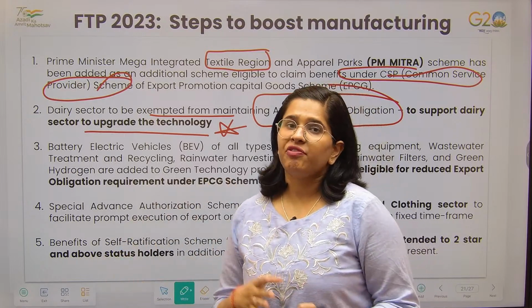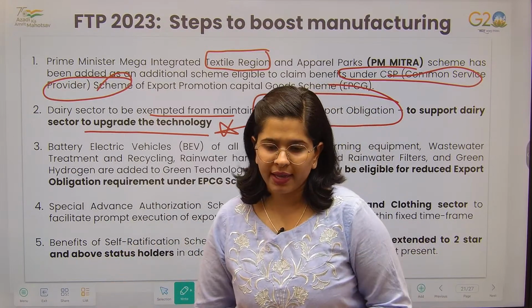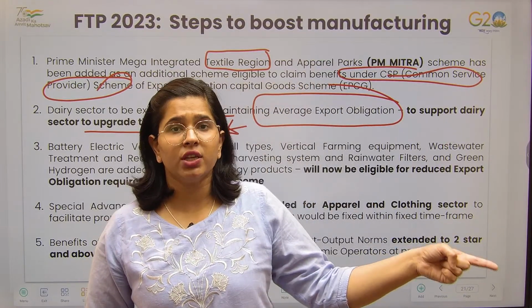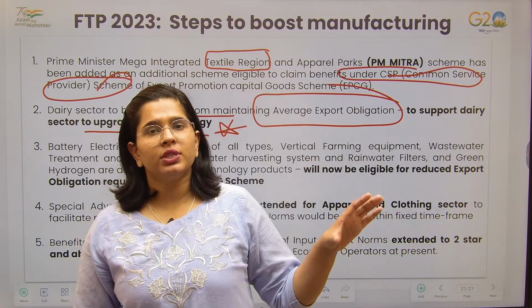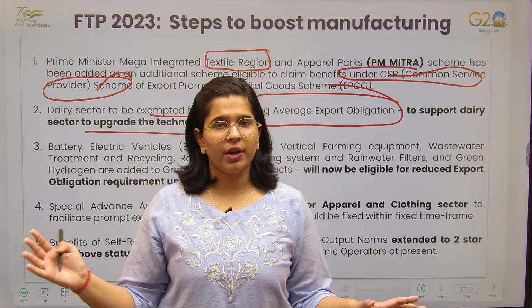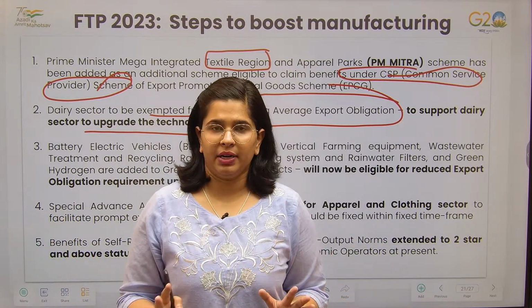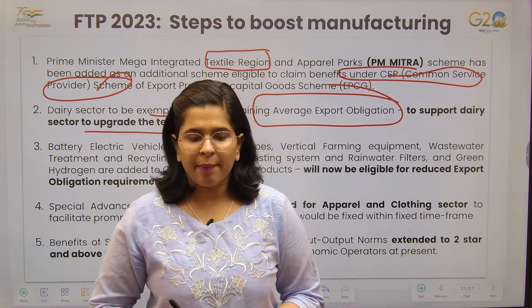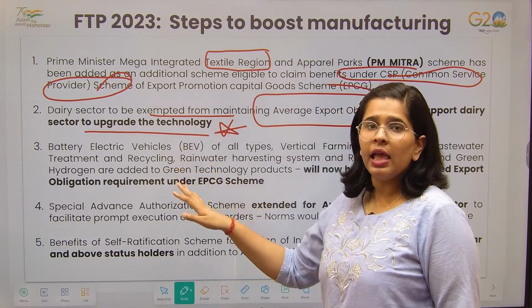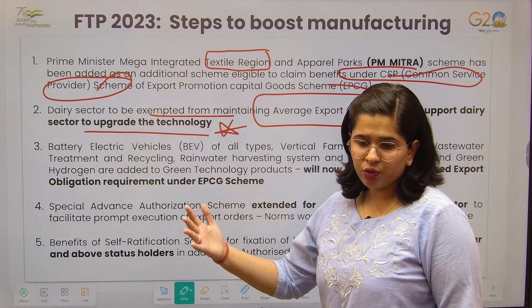That means, for example, within 6 years you have to achieve an export turnover of 600% of the duty that was waived off. You have to bring at least 6 times the duty that was waived, in foreign currency, to the government. This is what the government says, but we are exempting the dairy sector. Why? Because we want the dairy sector to develop.